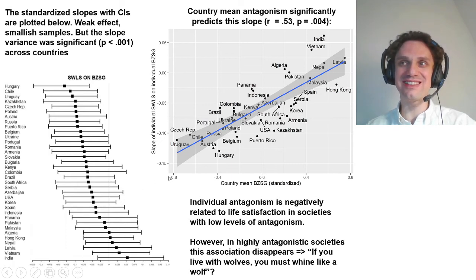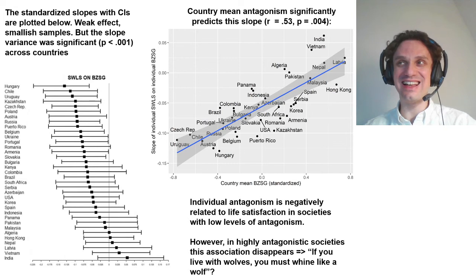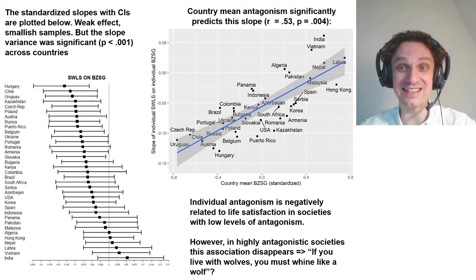So when we plotted this estimated slope, the vertical axis, and the mean belief in the zero-sum game across countries, you can see that there is a clear correlation, and it's statistically significant. In countries where people are more antagonistic, being antagonistic is not associated with a decrease of subjective well-being. And the same we observed for negative affect.